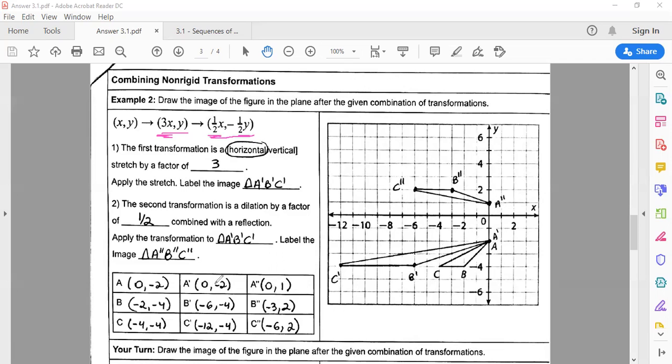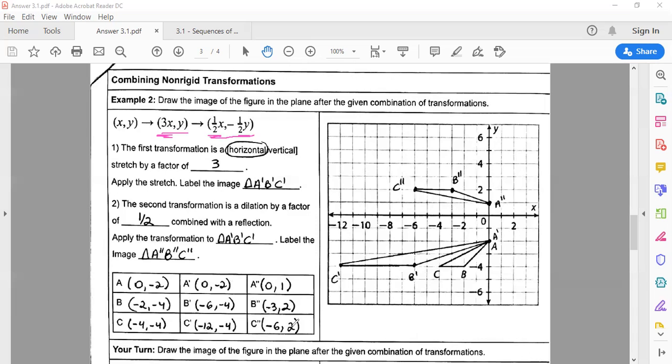I got my coordinate points from A prime, B prime, C prime. Notice that I didn't start from the beginning. I started from my second transformation already, okay? The first transformation that I did, that's where I apply my second transformation to. So I multiply by a half. The x is multiplied by a half, and I get these x's here, 0, -3, and -6. And then if I multiply the y's by negative a half, I end up with 1, 2, and 2 for my y coordinates.